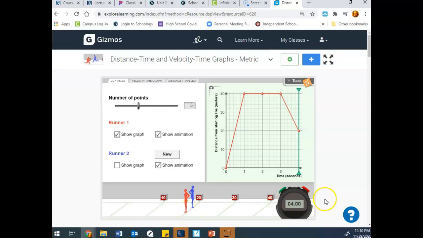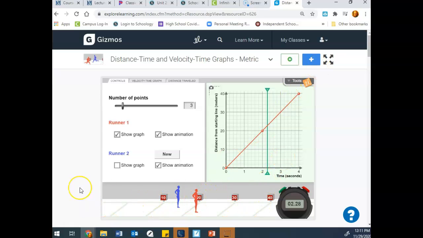Okay, so you're going to get a chance to play with this later on. It's kind of a cool little activity, but it helps you visualize the different graphs that are made by different motions. If you're going forward or backwards, fast or slow, and what that graph is going to look like.